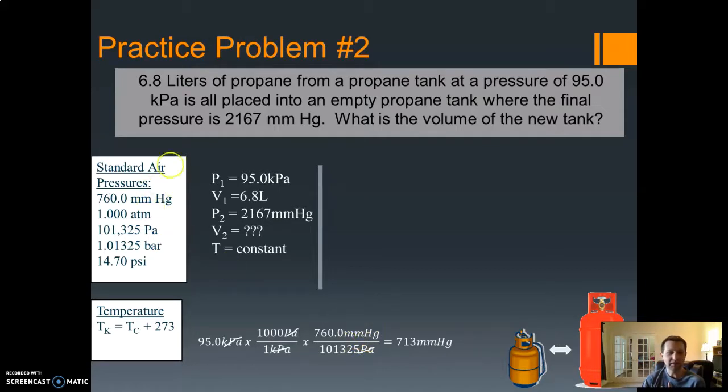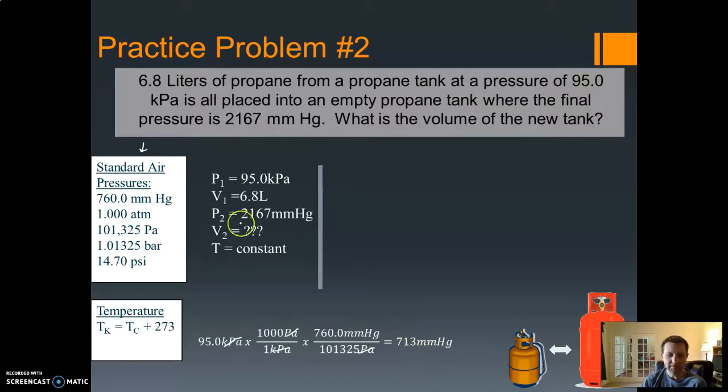I use my standard air pressures right here that you never have to memorize ever, ever, ever. And then I just find my answer. I need to do the right sig figs. None of these numbers count for sig figs here. So I have 95.0 has 3, 760.0 has 4, and 101.325 has 6. So my final answer needs 3 sig figs, so I have 713 mmHg.